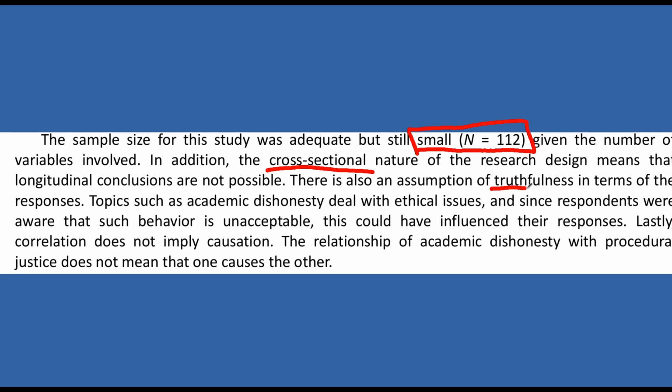There is also an assumption of truthfulness. So when the students or the respondents filled out the survey, I have to assume they're telling the truth. They can lie. They can check whatever boxes they want, and that weakens the results and the conclusions that I can make.